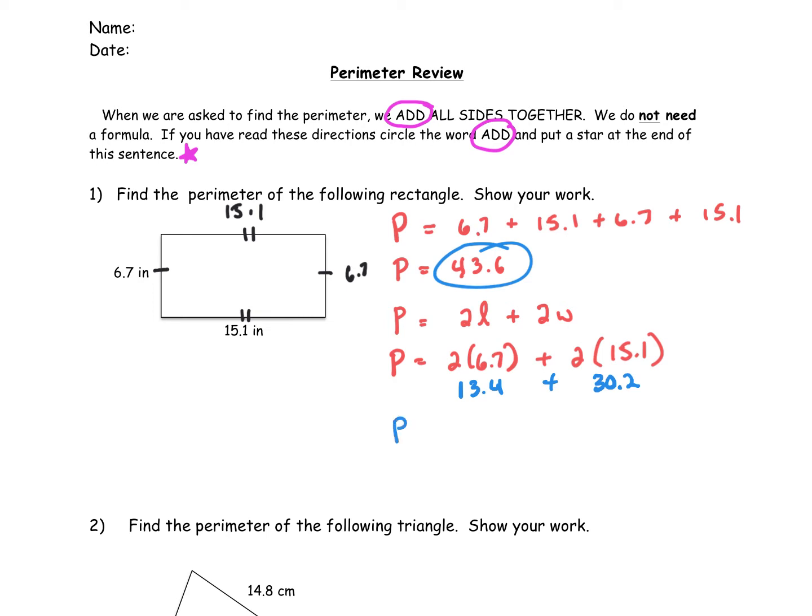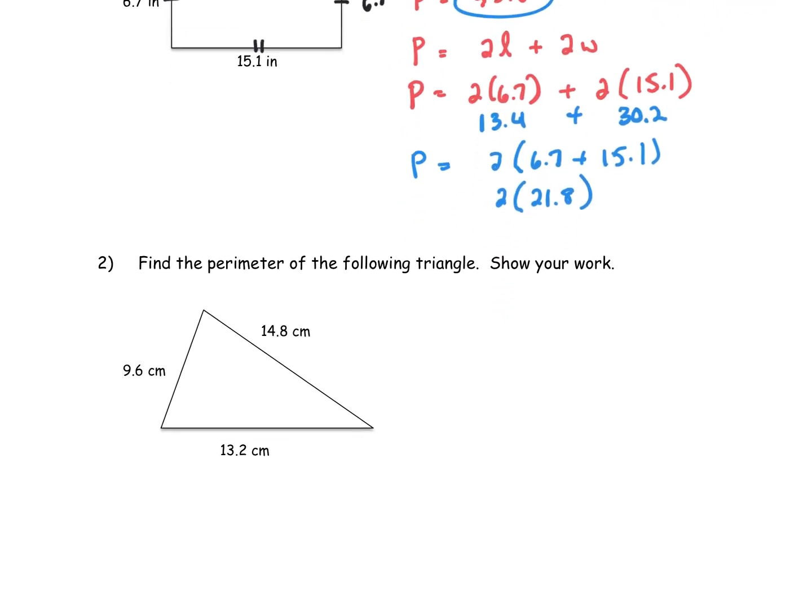Now, another student mentioned that they prefer to take 2 times this quantity, 6 7/10 plus 15 1/10. And that would be 2 times 21 8/10, which would also lead us to 43 6/10. And you can see there's numerous ways to do this. And so if you're confused, you can always go back to the fact that perimeter is just adding all the side lengths together. So let's look at the second one.